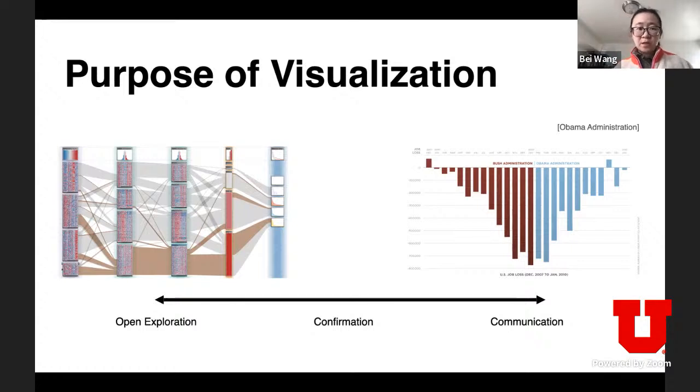On the left-hand side, you see what's called a parallel coordinates plot, and it's a slightly more involved parallel coordinates plot. Each of those columns corresponds to a dimension of my high dimensional data set, and each line connecting all those columns corresponds to one high dimensional data point. Through the parallel coordinates plot, the goal is to explore the data set.